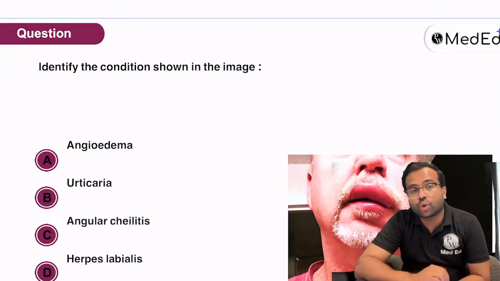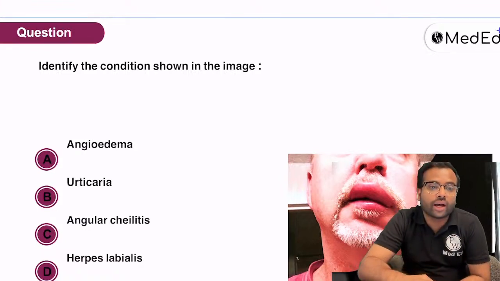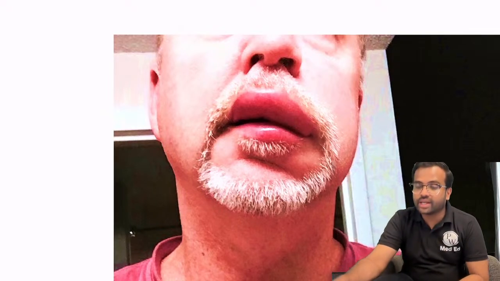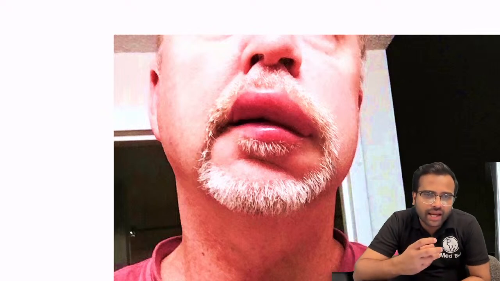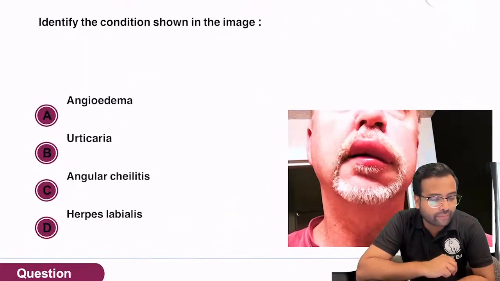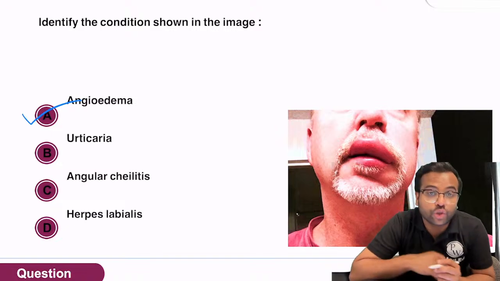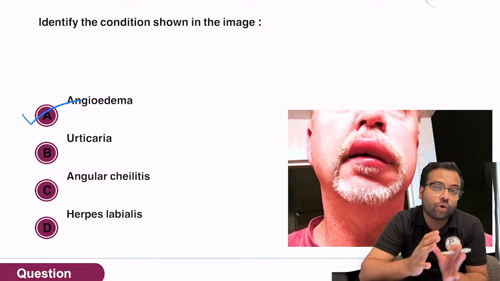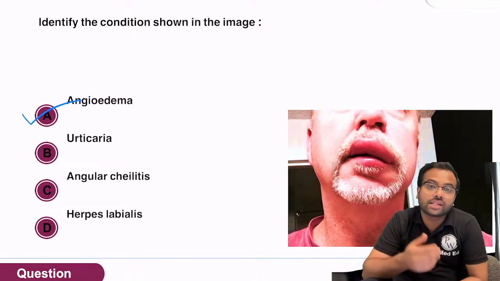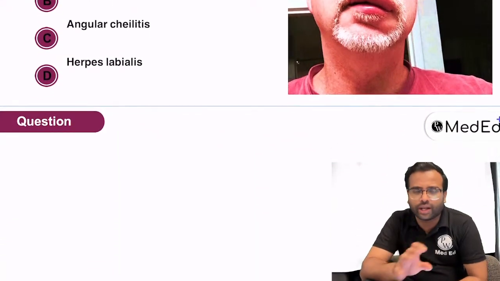Identify the condition that is shown in the image. Is it angioedema? Is it urticaria? Is it angular cheilitis or herpes labialis? I'm zooming this image for you. So what do you see in this image? I can see that there is a big swelling over the lips, and this is a typical image of an angioedema, where there is a swelling which can go towards the deepest layers of the skin, like the dermis as well as the subcutaneous tissue. So this is going to be angioedema. A typical spot diagnosis image.